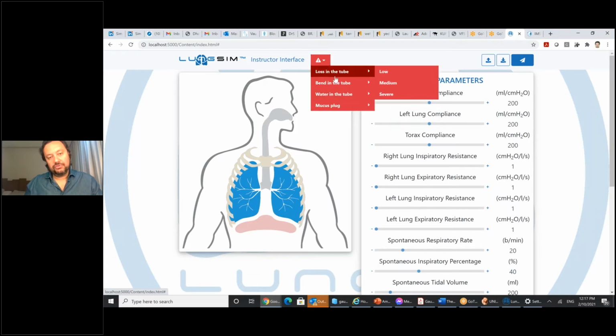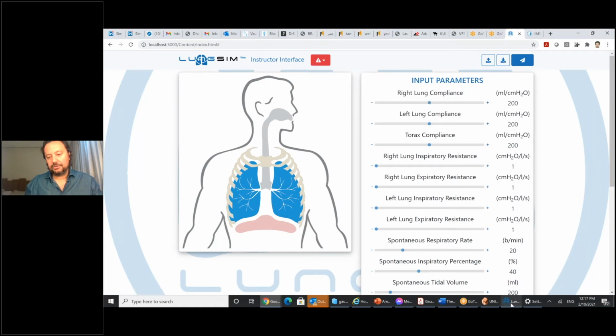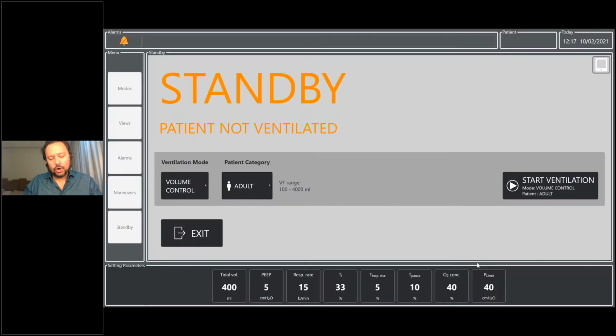Okay, so all of these complications can be simulated, and whenever you change those, it will reflect on the ventilator parameters, either by having flow oscillations, or having high pressure, high volume. So it depends on what pathology you want to simulate on your ventilator.